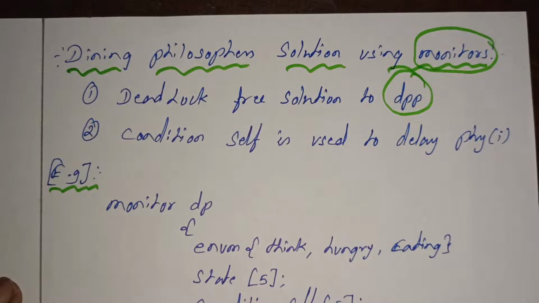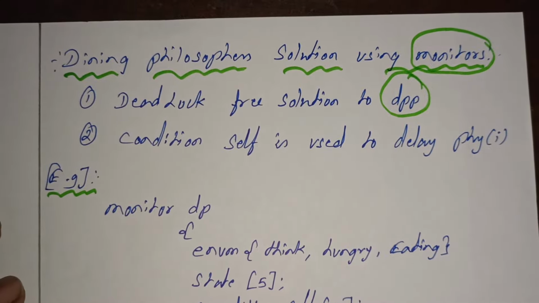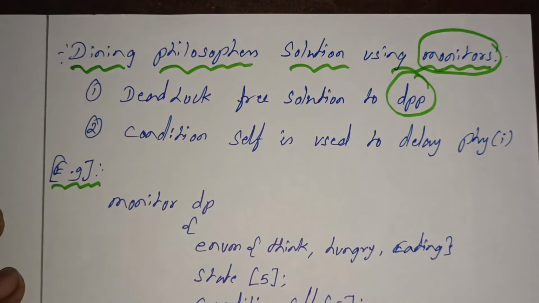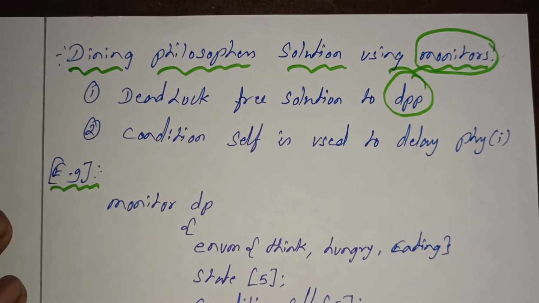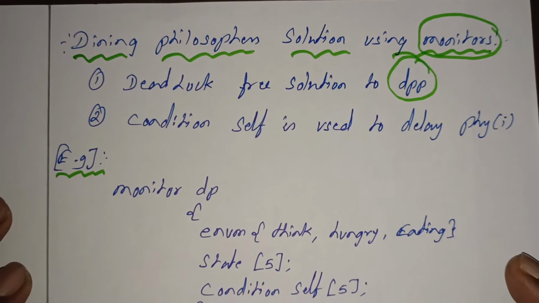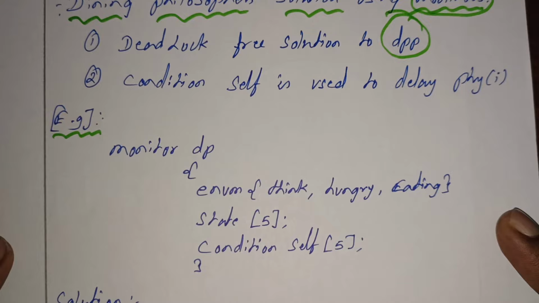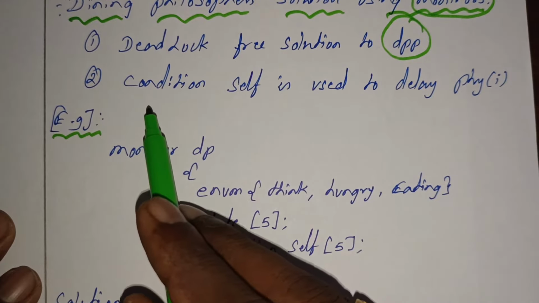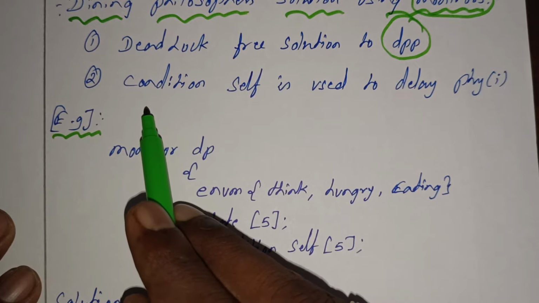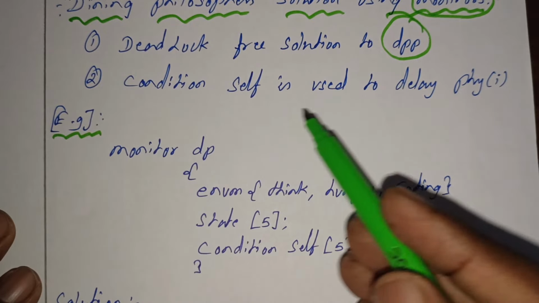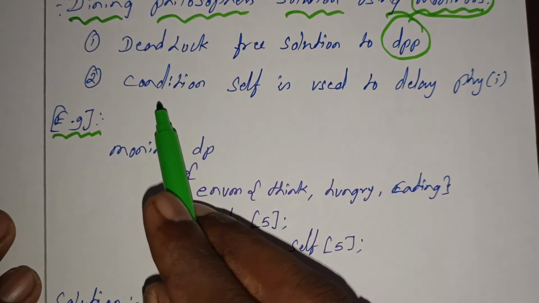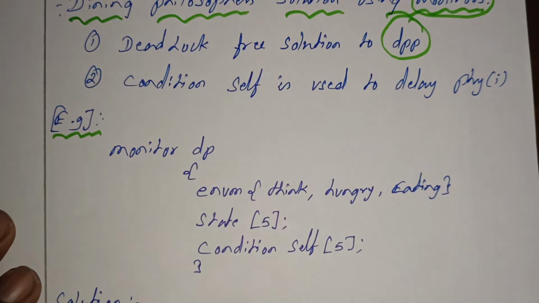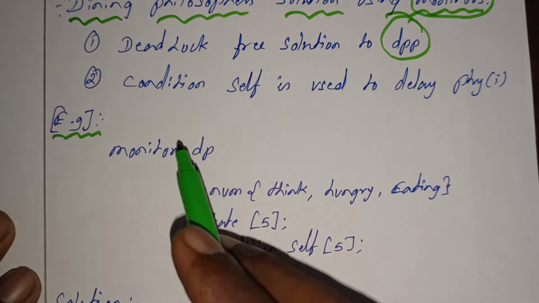If any philosopher has started eating, the other philosophers have to wait, and each and every philosopher is allocated a synchronization technique. Which philosopher and all the other conditions are checked here. The only difference between the classical synchronization dining philosopher problem and the monitor is that here the condition self has been introduced. Let me tell you what this self is.